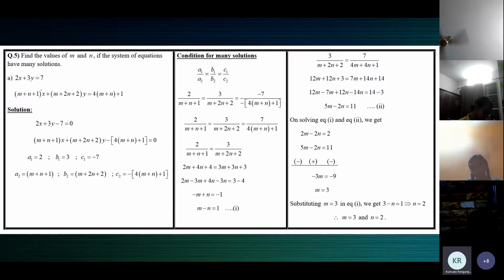This is the x term. Can you see? This is the coefficient of x. This is the coefficient of y. And we call this the constant because it does not have x or y in it.